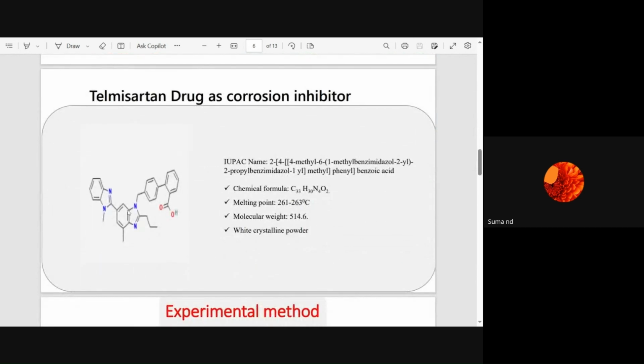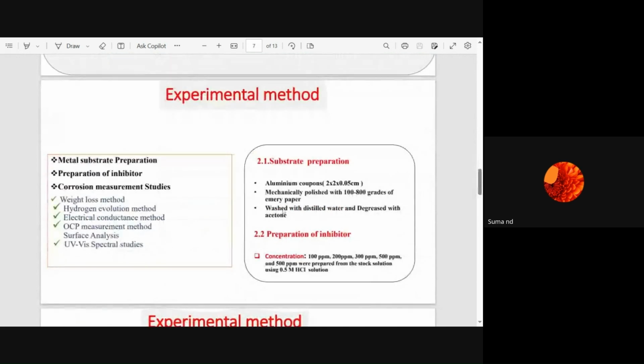The structure of the telmisartan drug is shown here. The chemical formula of telmisartan is C33H30N4O2. It is a white crystalline powder. The experimental methods include metal substrate preparation, preparation of inhibitor, and corrosion measurement studies.